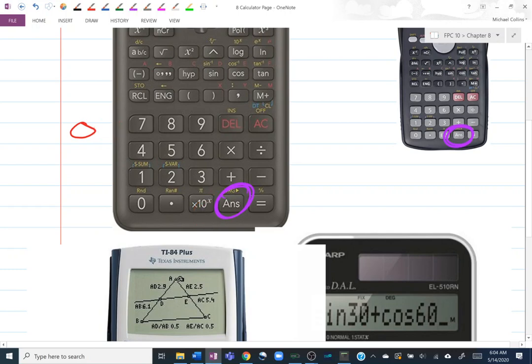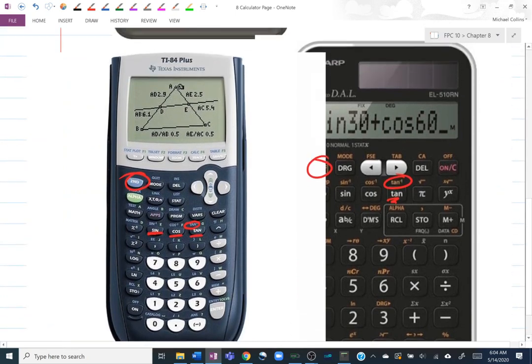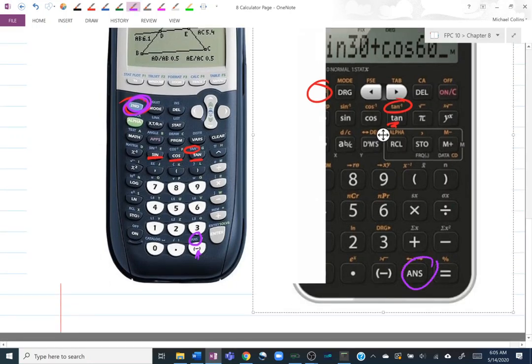I'm just trying to erase those red things that now aren't necessarily in the right spot. You'll notice on this TI-84, it's in blue right here, which means you're going to have to hit the second function and then this button, which will give you that answer. And on this Sharp over here, it's a huge button right there.